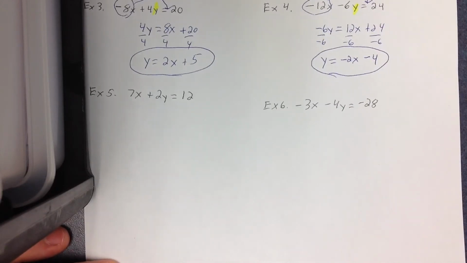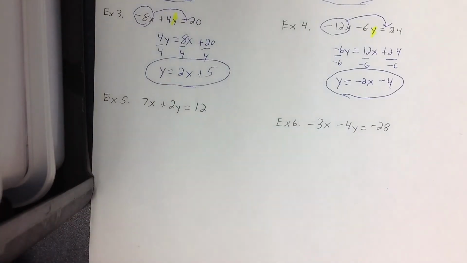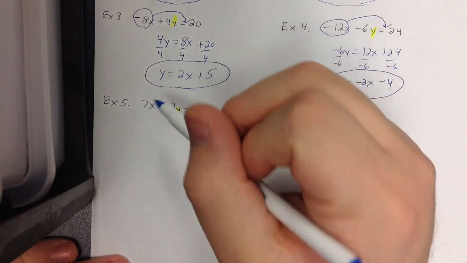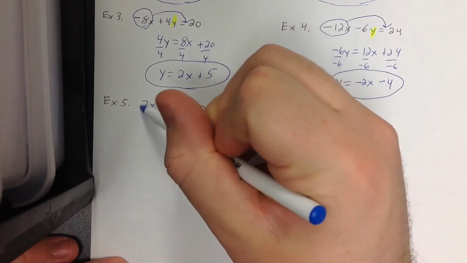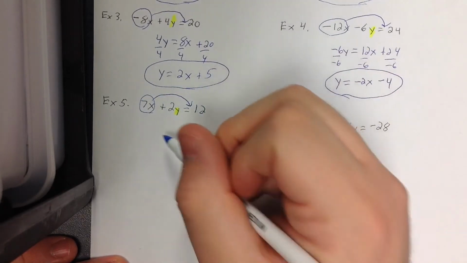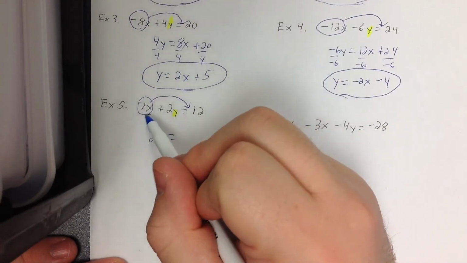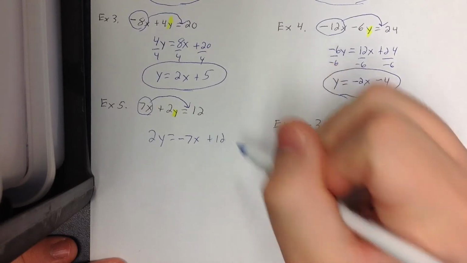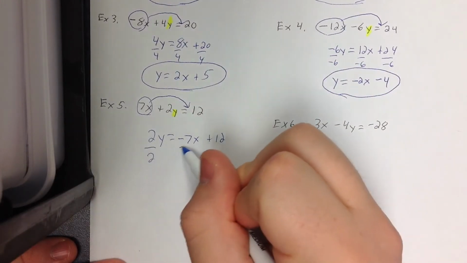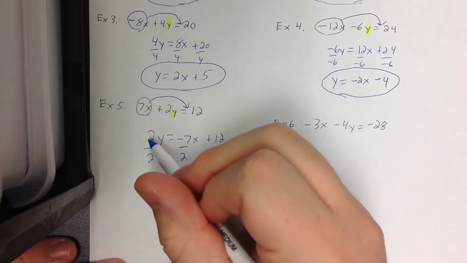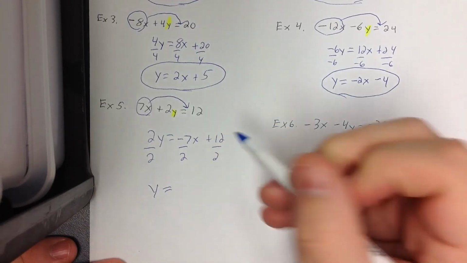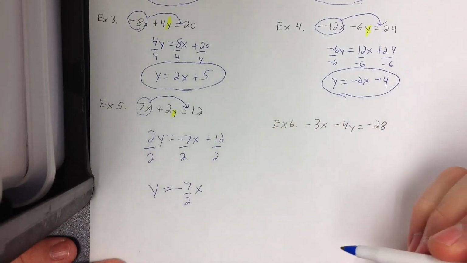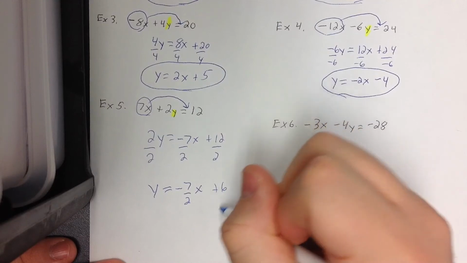Example 5, 7x plus 2y equals 12. Again, the y, since I'm trying to put it in slope-intercept form, needs to be by itself. So I'm going to take the 7x, move it to the other side. So I get 2y equals, again it changes the sign, so it becomes a negative 7x plus 12, then I divide everything by 2. So 2 divided by 2 is just 1y. 2 doesn't go into 7 evenly, so we can leave it as negative 7 over 2x. And then 12 divided by 2 is 6.